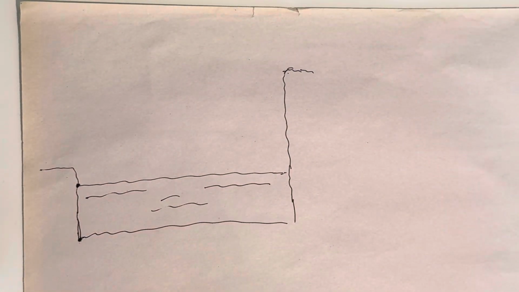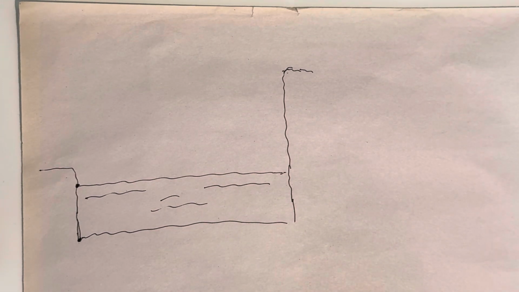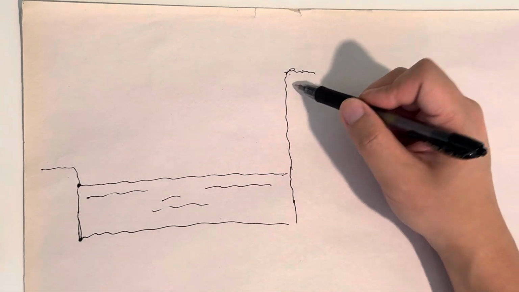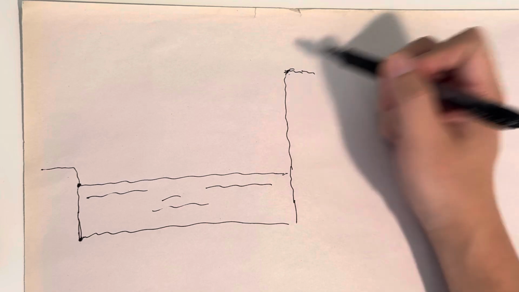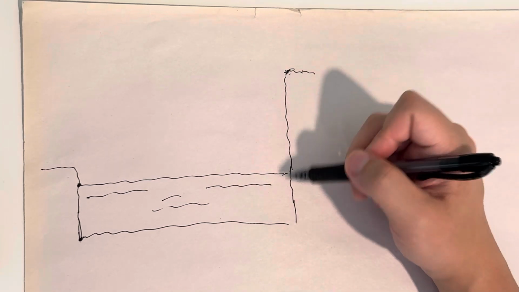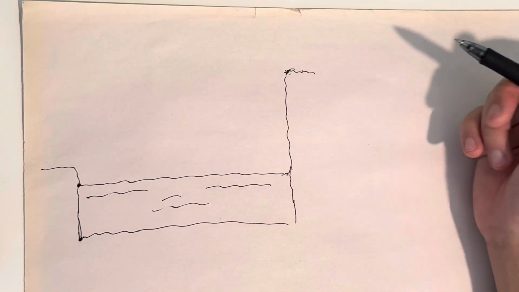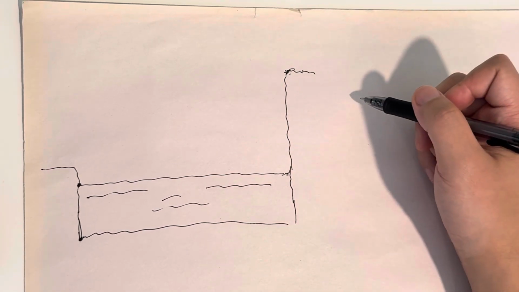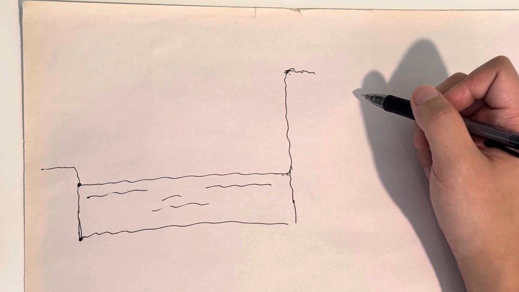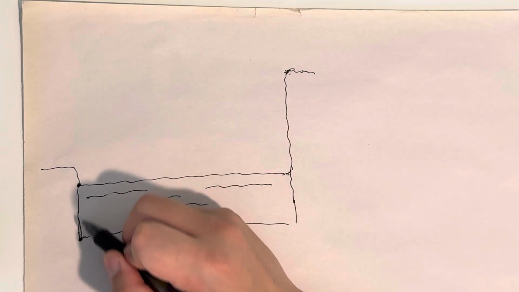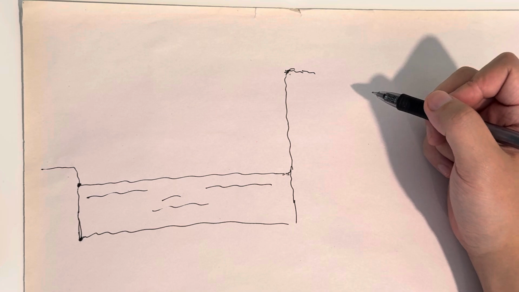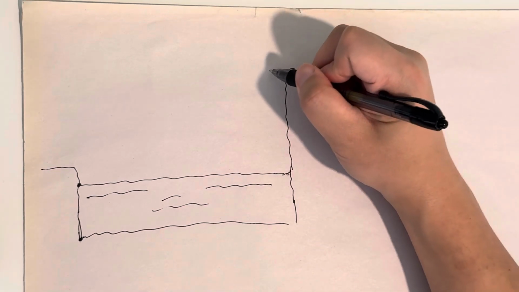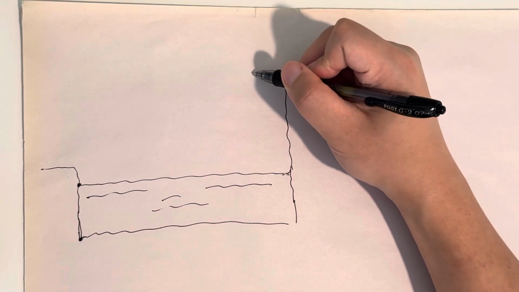Now the question is, because we're on the cliff, we don't know the distance from the cliff to the lake, right? We don't know this distance. So the question is, is there any method that we can figure out how deep the lake is? The answer is yes, there is.